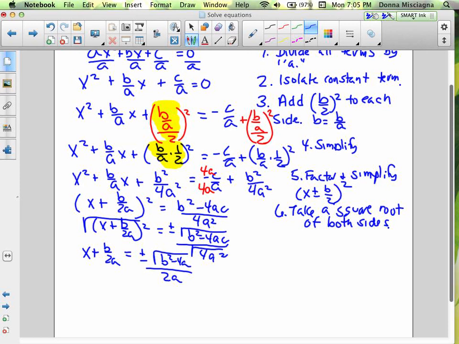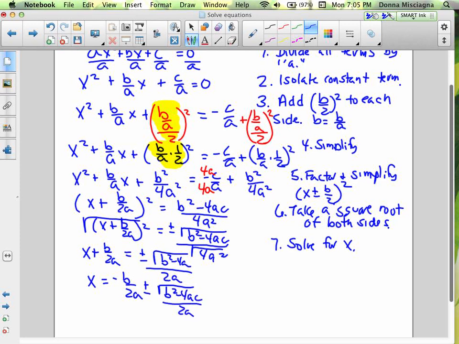Our last step is to solve for x. We want to isolate x. So all we have to do is subtract b divided by 2a from both sides. And that's going to give us x equals negative b divided by 2a plus or minus the square root of b squared minus 4ac all over 2a.